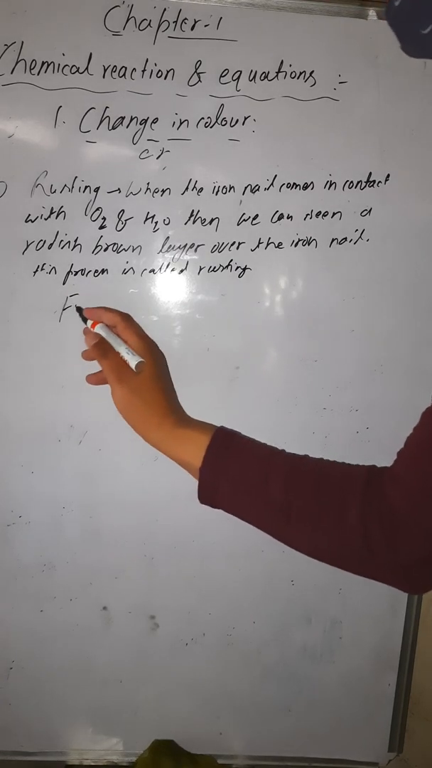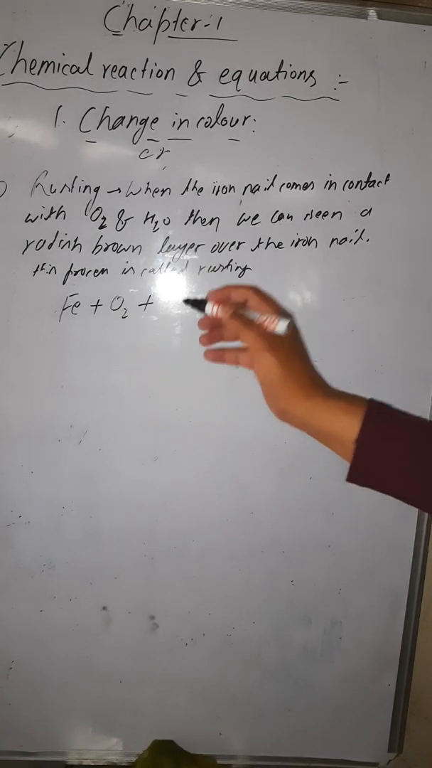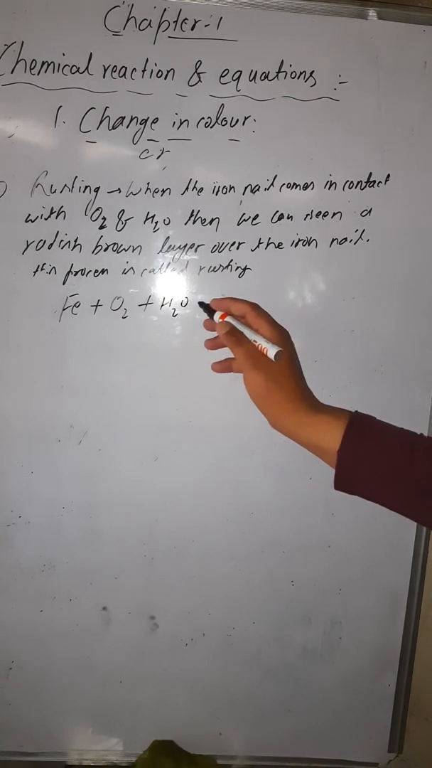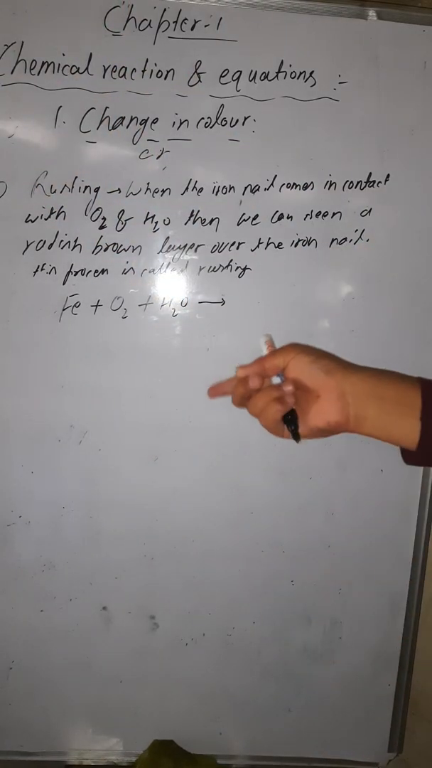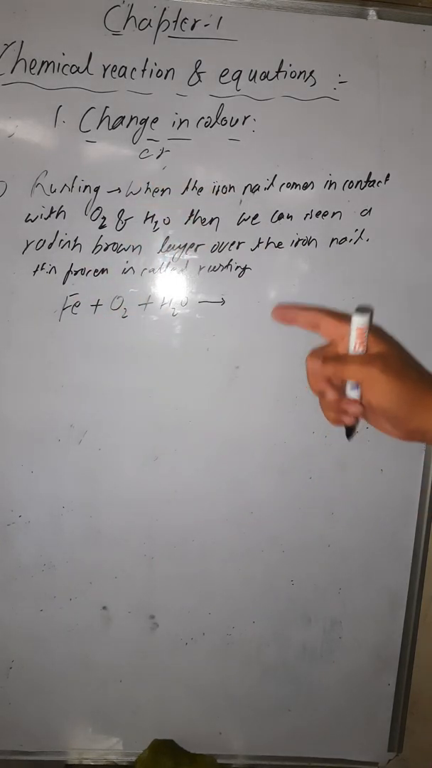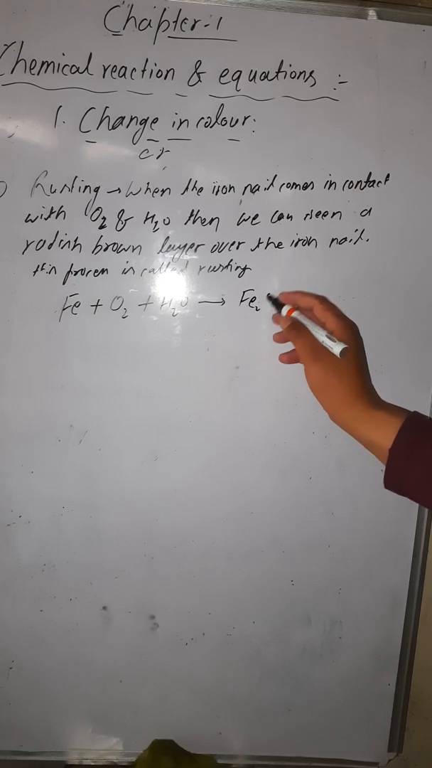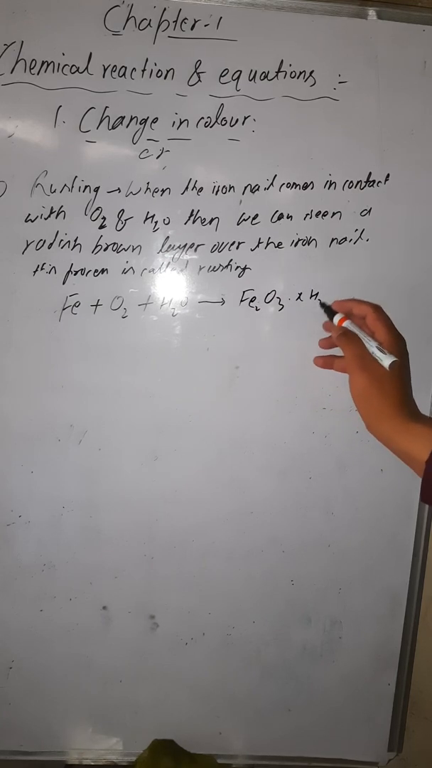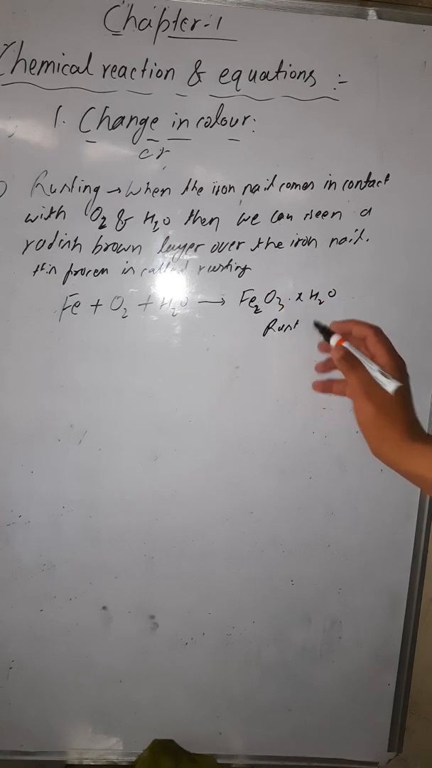Now how is this happening? The iron nail, Fe, this is iron, is coming in contact with oxygen, and again it is coming in contact with water. Water is present in the atmosphere, and that is the water which comes in contact with the iron nail. So what you are going to get from here is Fe2O3·xH2O. This is the rust. This we call the rust.